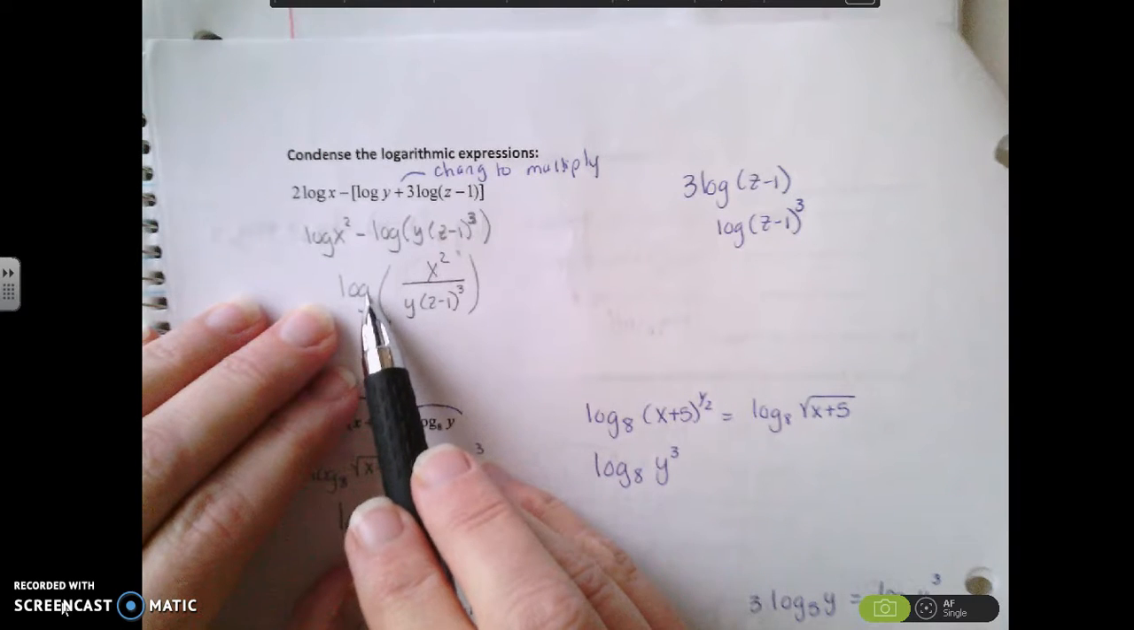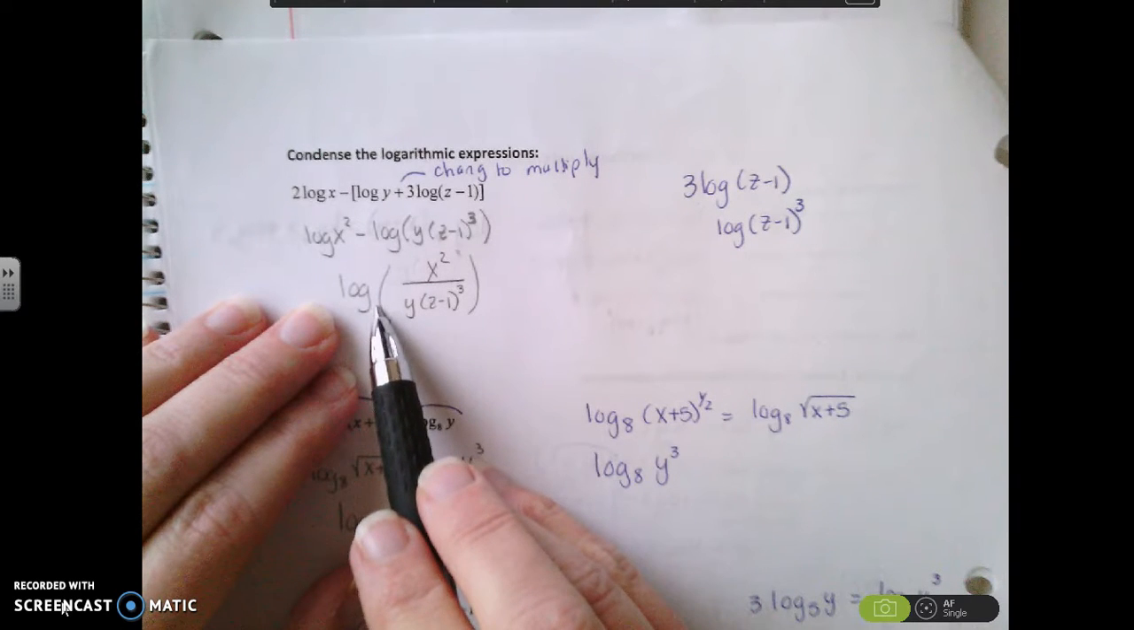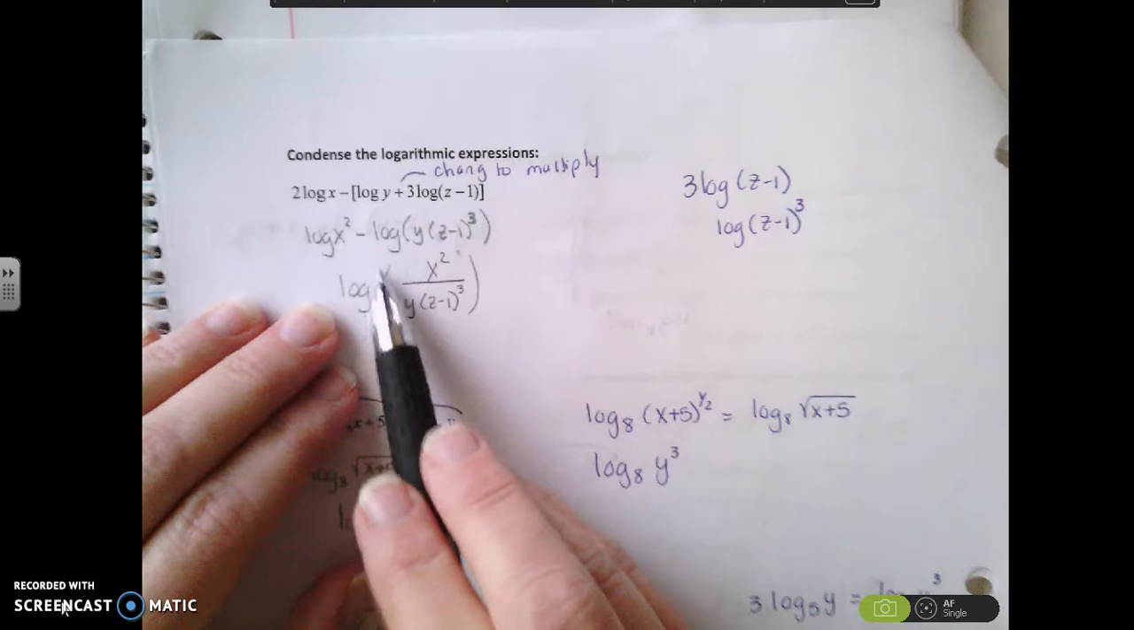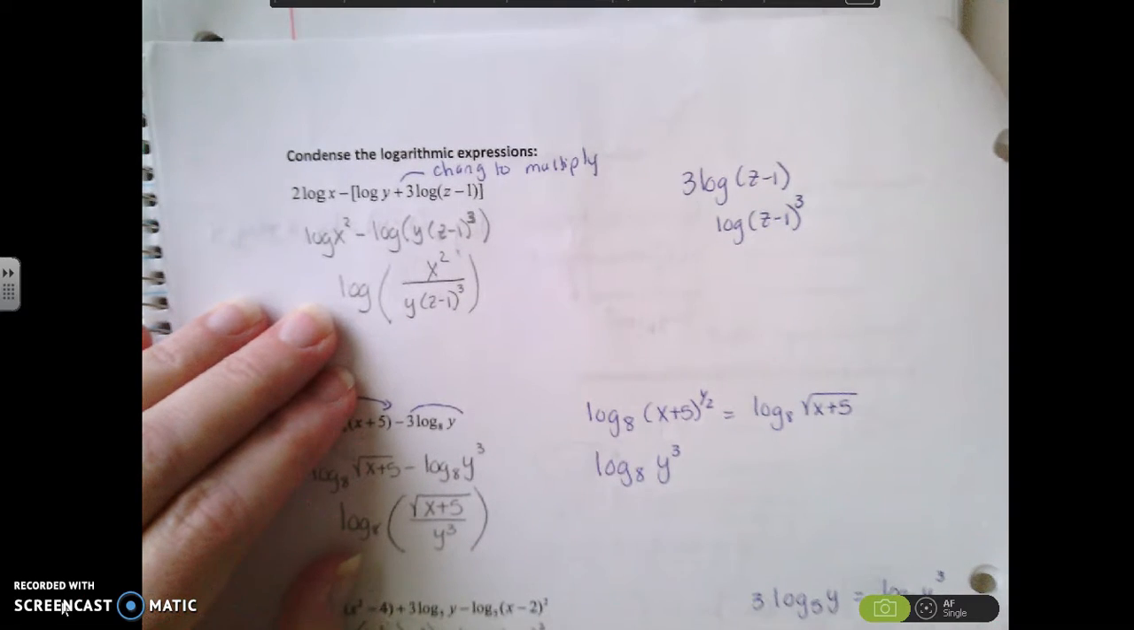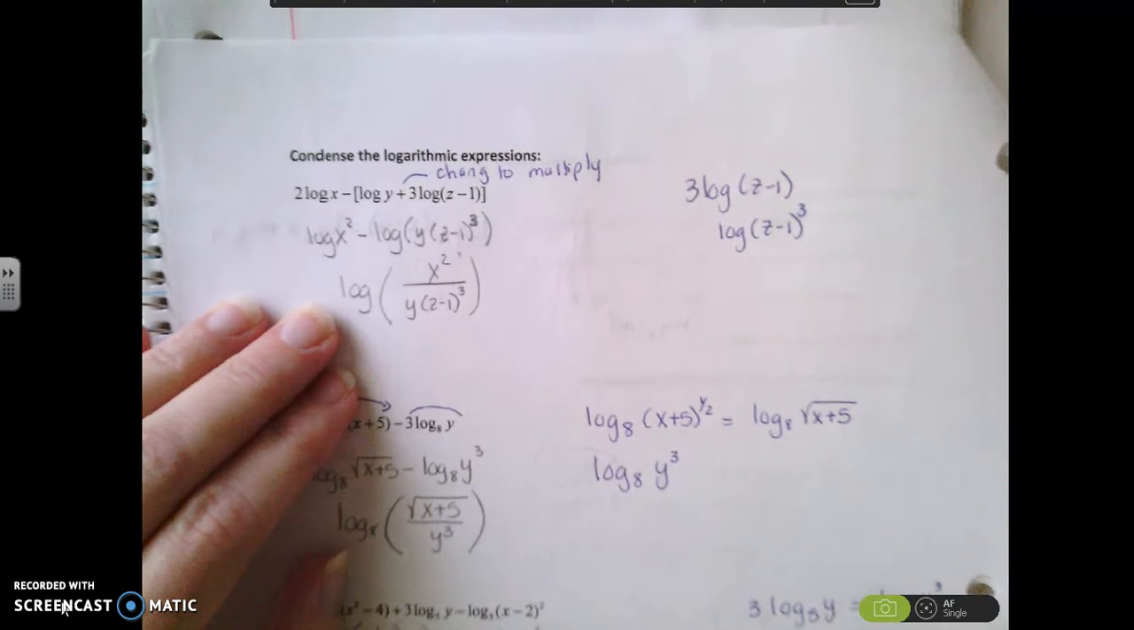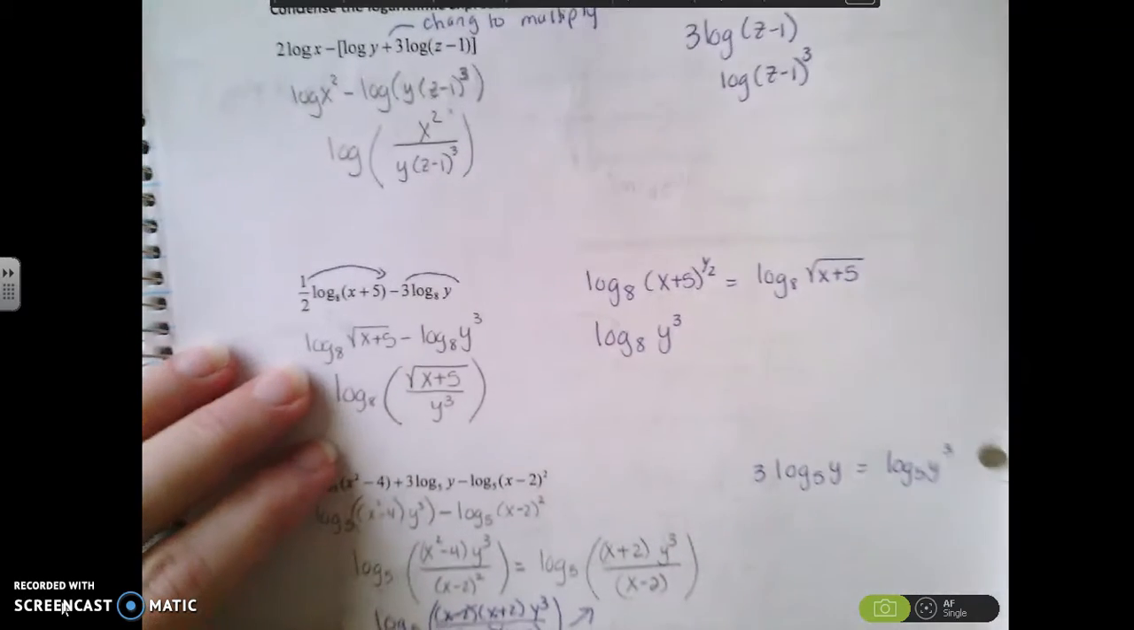So the one thing I need you to remember is that you're going to have one log in front. Do not write log x squared over log y. That's a different problem. So that's how we condense logs.